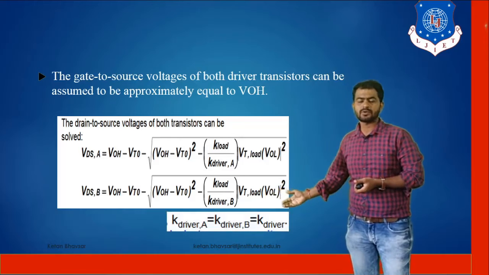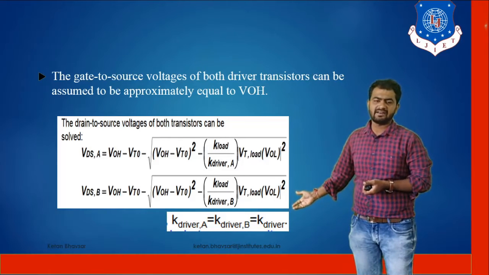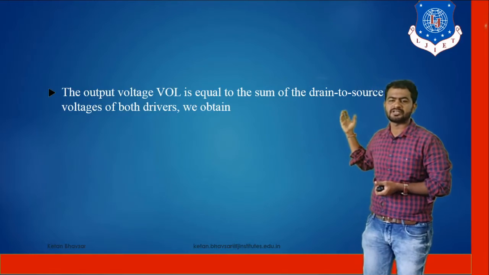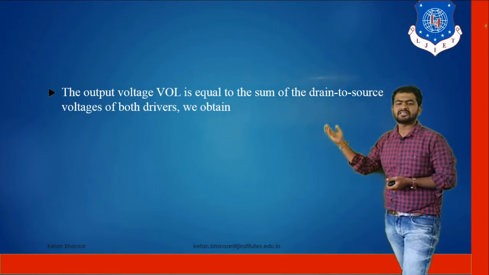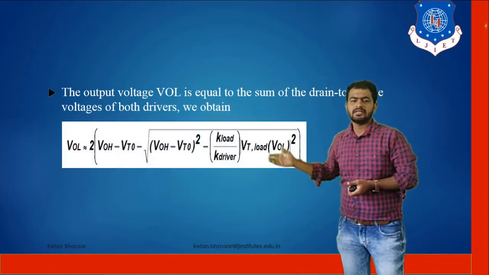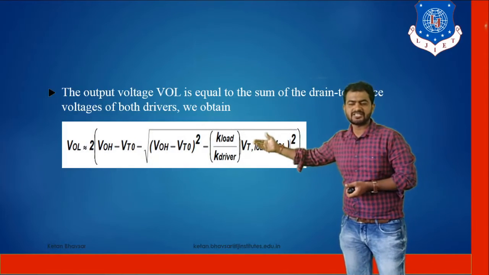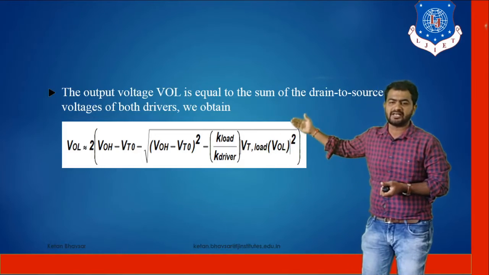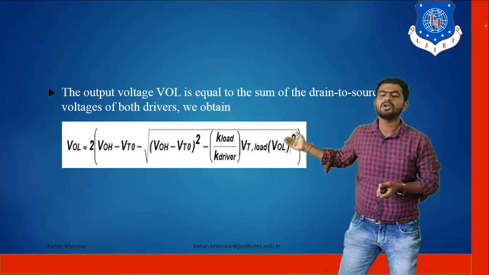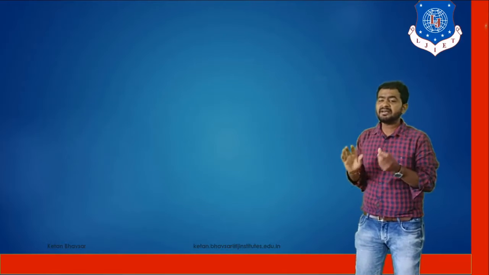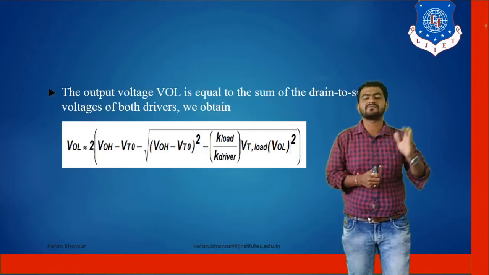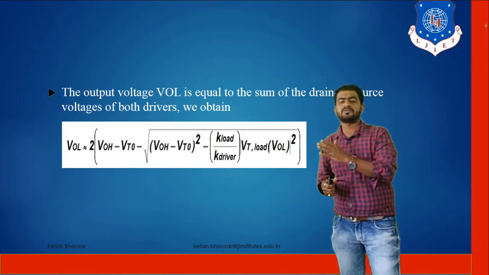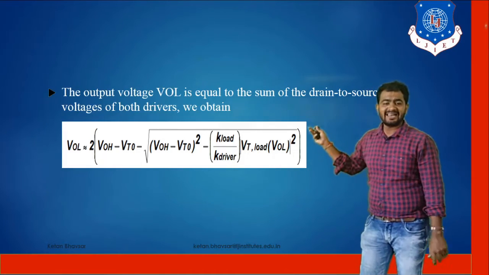So K driver A is equal to K driver B is equal to K driver. The output voltage VOL is equal to the sum of the drain to source voltages of both the driver transistors. We obtain 2 VOL is equal to 2 into (VOH minus VTO) minus the square root of (VOH minus VTO) whole squared minus K load divided by K driver into VT load, VOL squared. Ultimately we get this equation because driver A and driver B are both equivalent to the driver, so we can get this term directly.